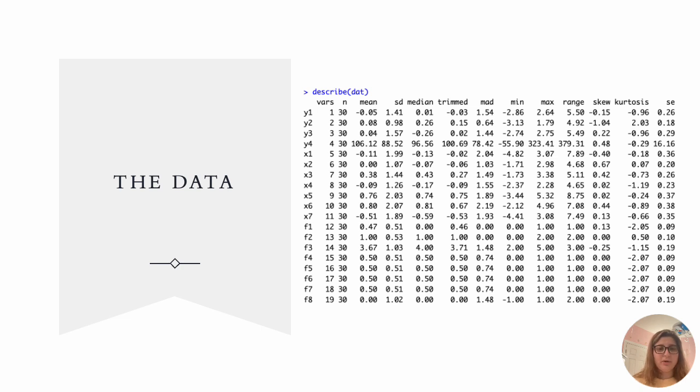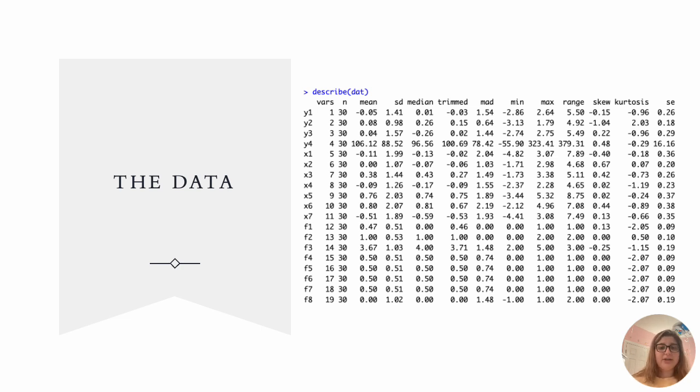So just going in order, we can look at the y variables first. Most have a mean that's close to 0, except for y4 that's showing a very high mean of 106. And then Y4 continuously shows variability. It has a high standard deviation of 88, a wide range from like -55 to 332. So that's telling us that maybe Y4 is measured on a different scale than the other variables.